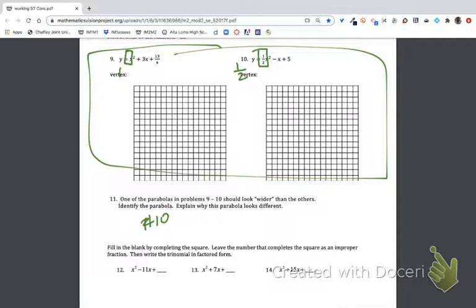I would encourage you to graph these, either by hand, using the vertex form to be able to graph it, or plugging it into a graphing calculator and seeing what it is, but then explaining why. Why is it wider than the others?